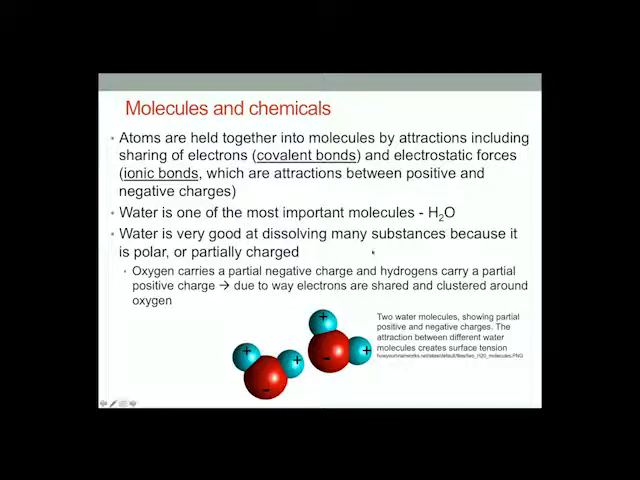One of the most important molecules to life, of course, is water. We could summarize water as being H2O. H2O means that it has two hydrogen atoms and one oxygen atom. Water is very important to life because it's a very effective solvent. It's very good at dissolving a lot of different substances.